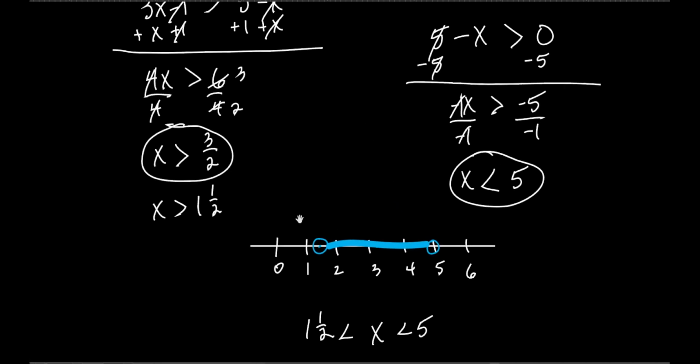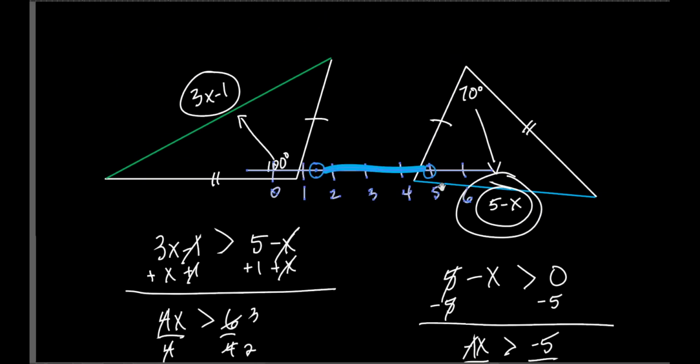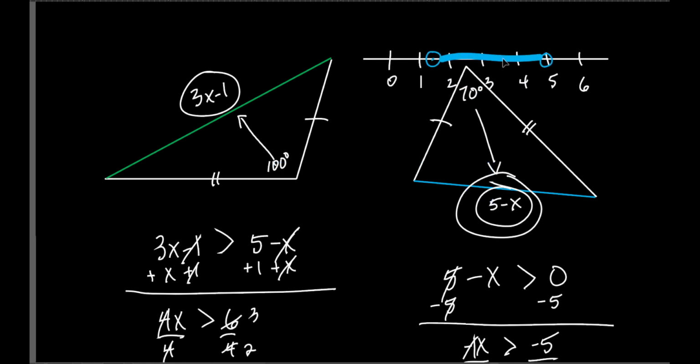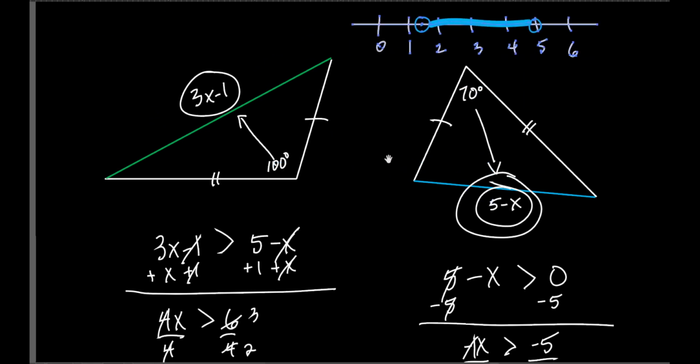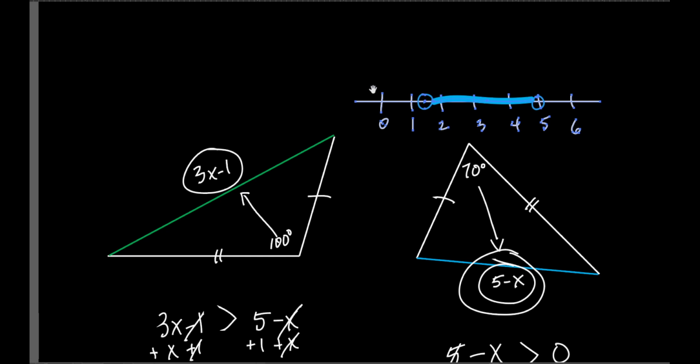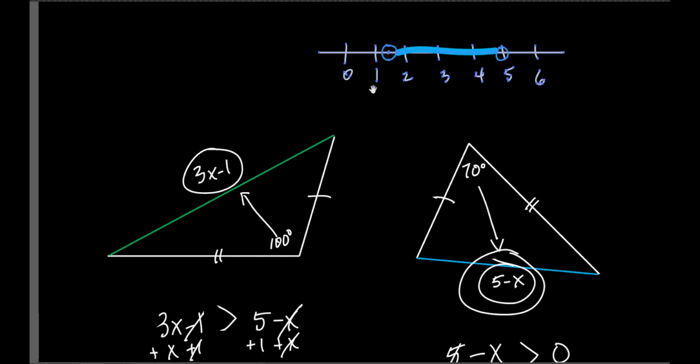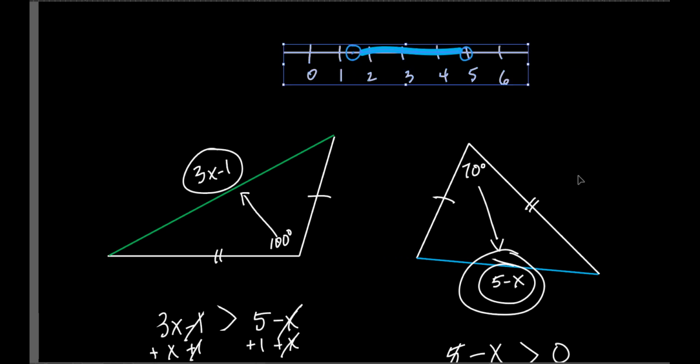Remember what I said we were going to do? We're going to throw some numbers in here and see if they work. So I'm going to put my answer right up here. Okay, so let's see if this actually works. What do I mean by it works? Well, this green one should be bigger than this blue one, depending on what value for x I put in. Pick an easy number between 1.5 and 5.